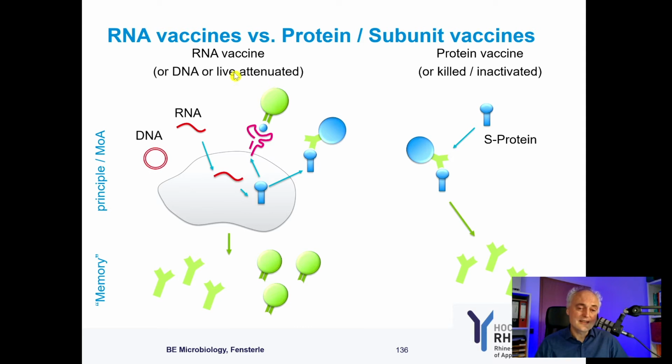A DNA vaccine is similar. DNA vaccines are also directly injected into cells, and then it's first transcribed into RNA, translated into the protein, and the remaining part is the same. I worked myself with DNA vaccines for years. These were discovered before RNA vaccines. And with DNA vaccines, you really injected naked DNA.